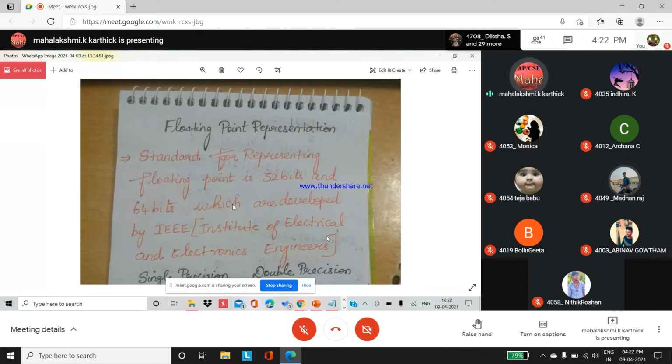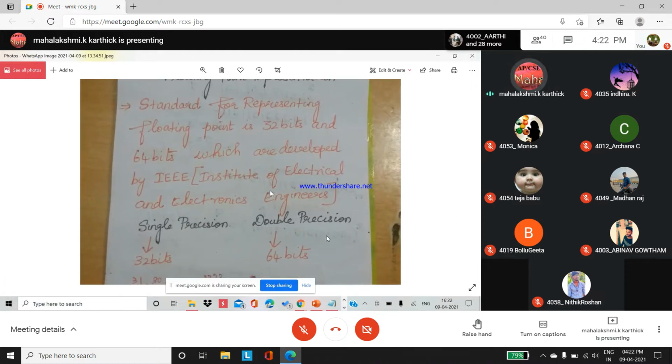Okay. For floating point representation, we have to make use of some standard. So the standard for representing a floating point in the case of 32-bit and 64-bit, that is what we are going to cover in the topic floating point representation. It was developed by IEEE. What is IEEE? Institute of Electrical and Electronics Engineers. They have framed a particular format that can be used for floating point hardware inside a system. If you are making use of a 32-bit processor, then this one type of standard has to be followed. If you're using 64-bit, then you have to use double precision.